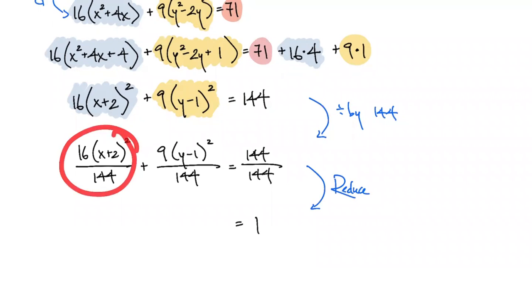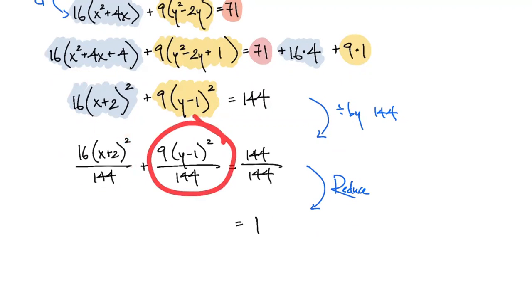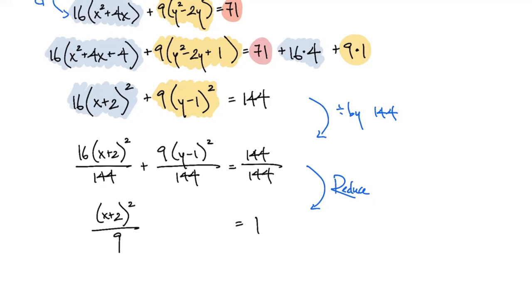Tell me what this first fraction reduces to. Tell me what the second one reduces to. Nine on the bottom of the first one. I love that. And so we can actually reduce this to x plus 2 squared over 9. Perfect. 16 on the bottom of the second one. Perfect. Then we get y minus 1 squared over 16.